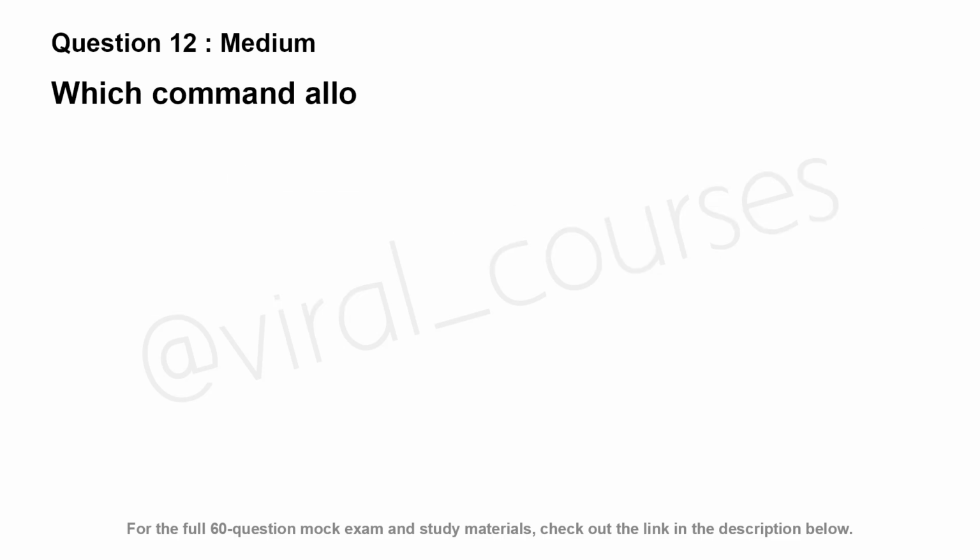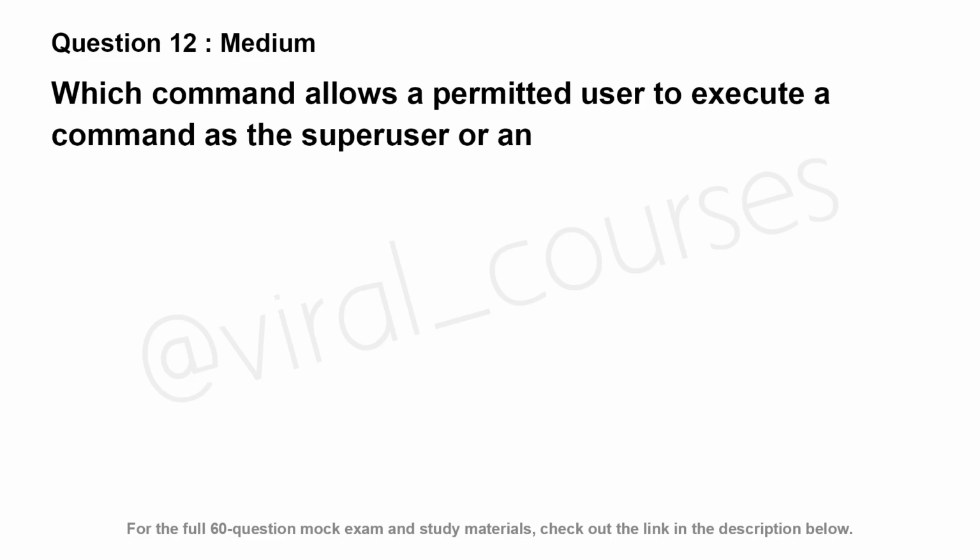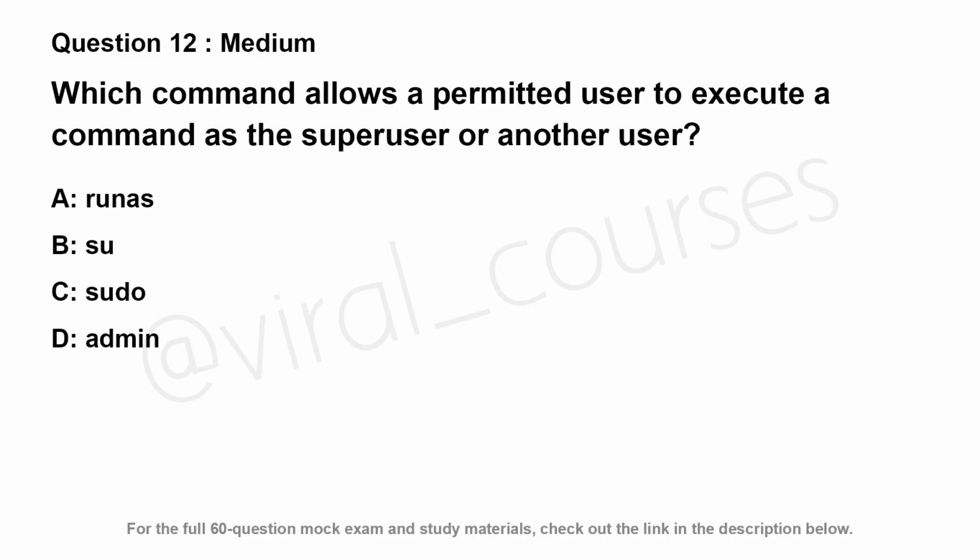Which command allows a permitted user to execute a command as the superuser or another user? Option A, runas. Option B, su. Option C, sudo. Option D, admin.